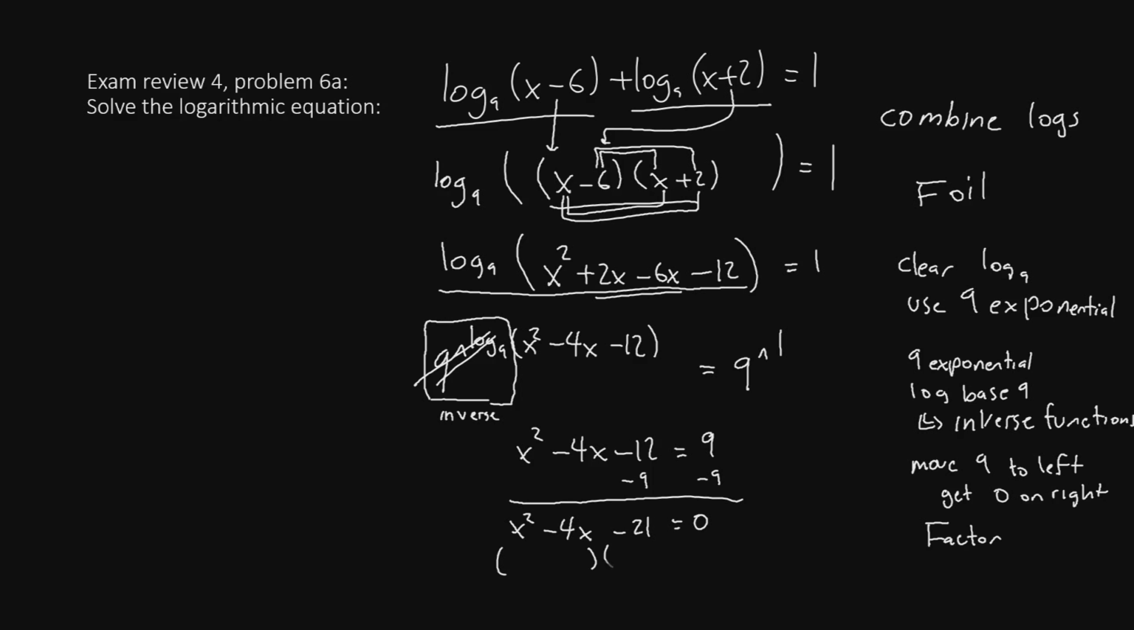Well, in order to get negative 21, we need to think of two numbers that multiply to negative 21. The numbers that will work best here are negative 7 and positive 3. Because if you multiply negative 7 times 3, you reach negative 21. But if you add negative 7 plus 3, you get negative 4. That is a match for the middle number. Set this equal to 0, and when we're finished, we'll end up with x equals 7 and x equals negative 3 as our answers.